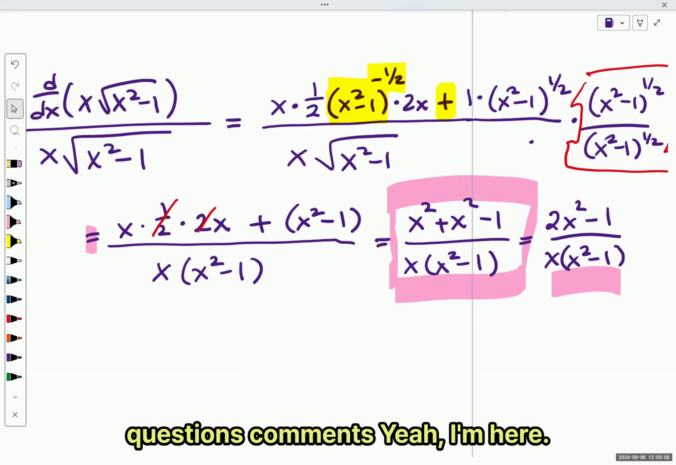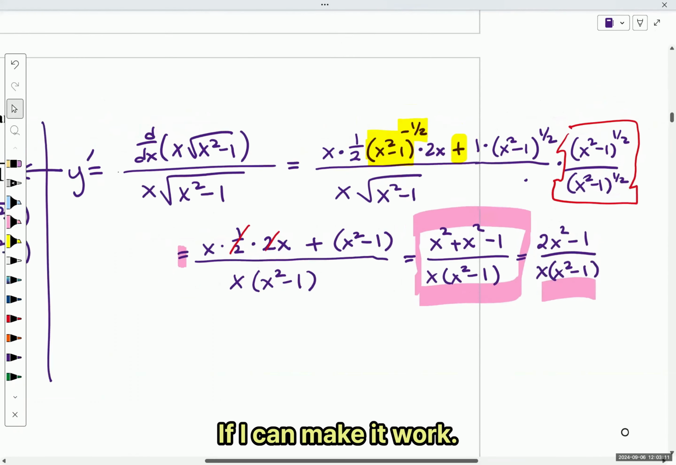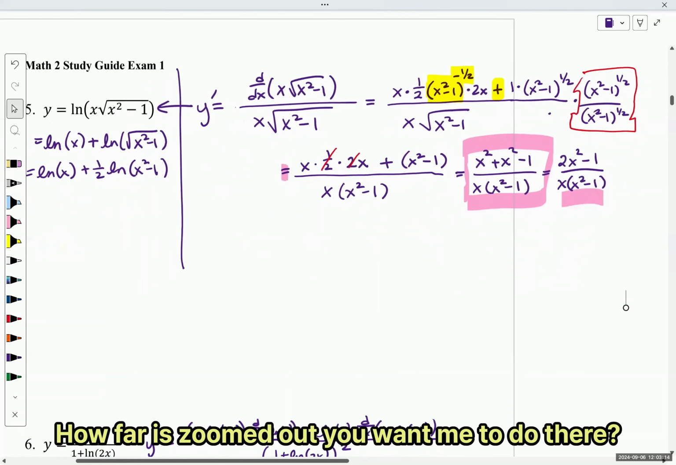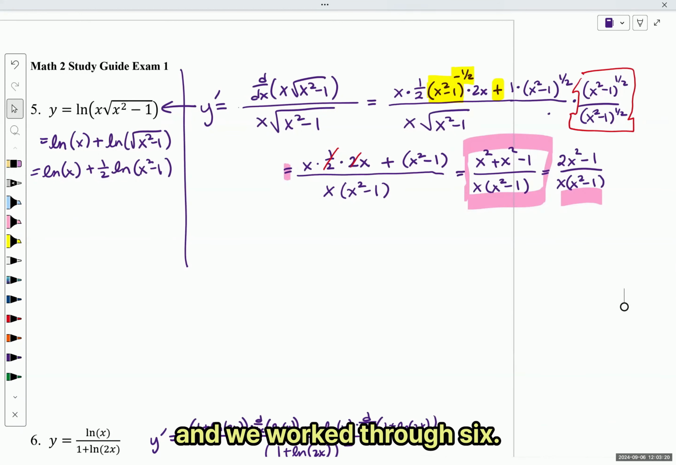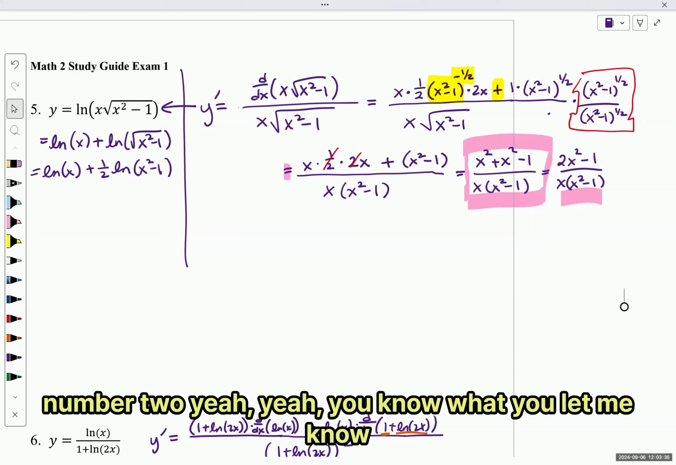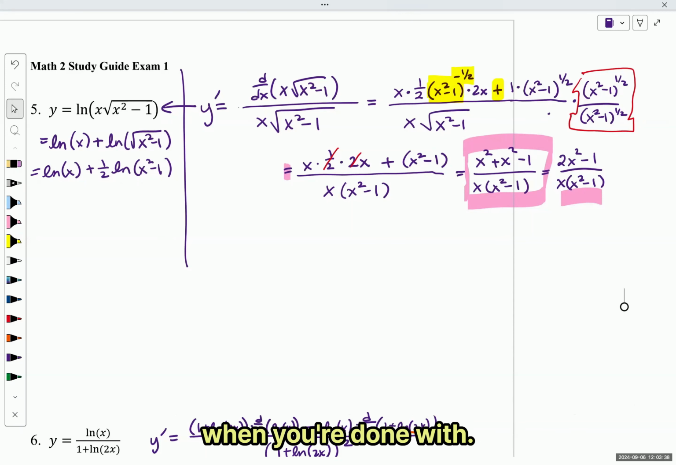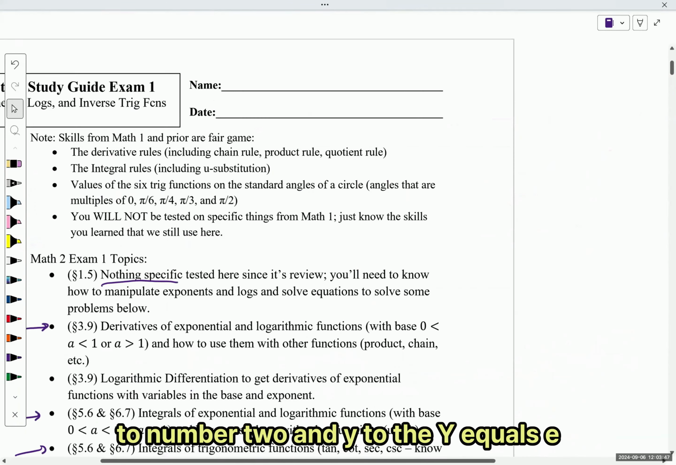Questions? Comments? Yeah, Amir. How far zoomed out do you want me to go? There? Okay. So we worked through 5 and we worked through 6. Now look at 7 through 10. I heard 8. Cade said 8. We can take a look at that one. Number 2? Yeah, you can do number 2. Let me know when you're done with 5. Good? Okay. Flipping back up to number 2.